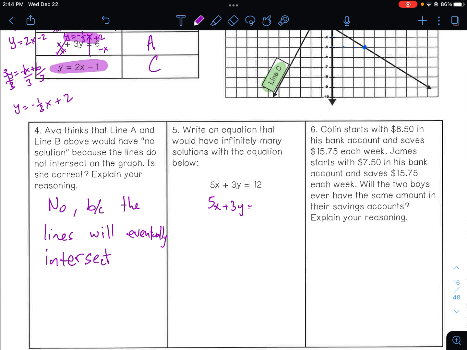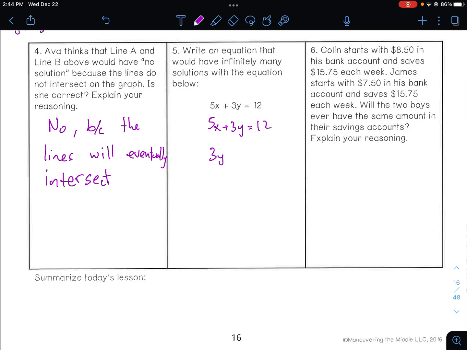plus 3y equals 12? That would also have infinitely many solutions. It's the same solution. You could have also said, how about 3y plus 5x equals 12? Sure, why not? You could have rearranged it as well. You could have moved the 5x to the other side. You could have also said 3y equals, when we move the 5x to the other side, we subtract 5x from both sides, so we have negative 5x plus 12. That would work. Or you could divide it by 3: y equals negative 5 over 3 x plus 4. So all of these will work. All of these are equations that will have infinitely many solutions to this one because they are the same equation.